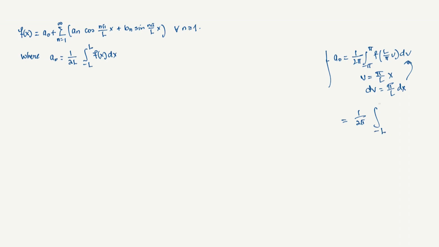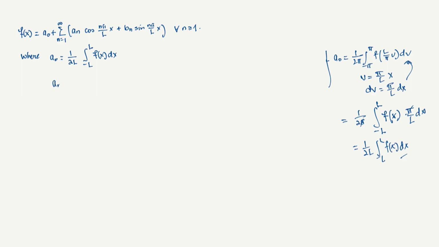So it becomes L to minus L to L, and then this f becomes f of x, right? And then this dv becomes pi by L times dx. So you see this pi and pi get cancelled out. So it becomes 1 by 2L, integral from minus L to L of f of x dx. And similarly for the other a naught, an and bn, you can actually do it.